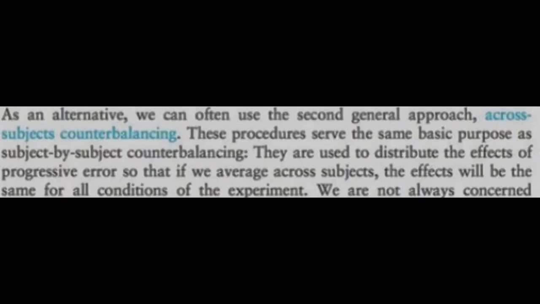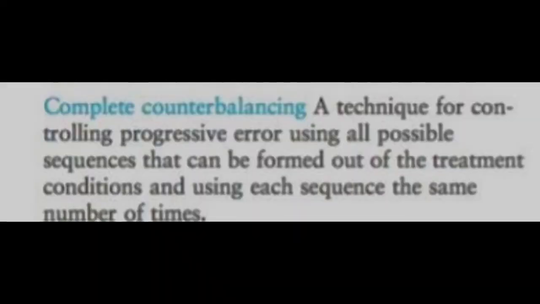Okay. We also have what we call cross-subject counterbalancing, used to distribute the effects of progressive error so that if we average across subjects, the effects will be the same for all conditions of the treatment. Next one is complete counterbalancing, a technique for controlling progressive error in which all possible sequences that can be formed out of the treatment conditions are used, with each sequence used the same number of times.